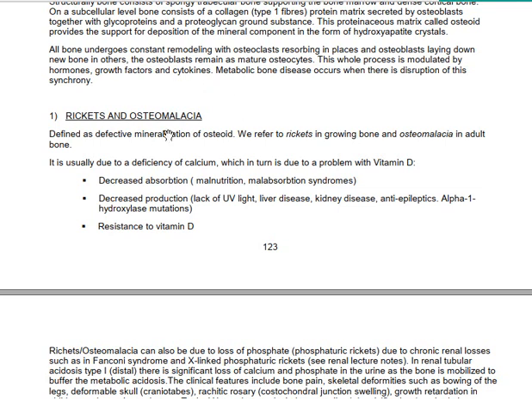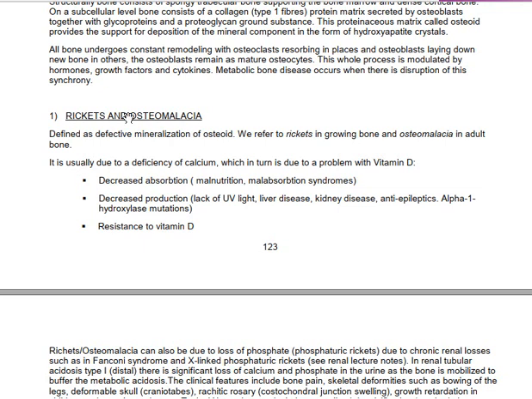So defective mineralization of osteoids. You need to know that in case of rickets you have defective mineralization of osteoids. Is it clear? So you have more osteoid tissue in cases of rickets and osteomalacia. Is it clear? So we refer to rickets in growing bones, while osteomalacia is in case of adult bones. So here you have defective mineralization of osteoid.